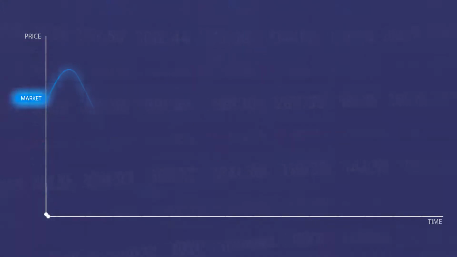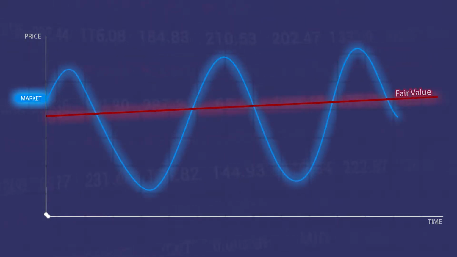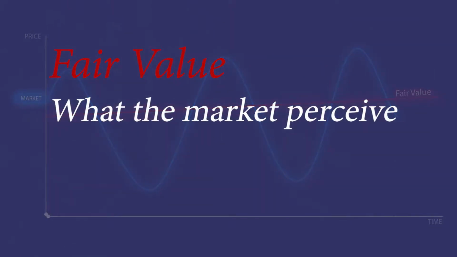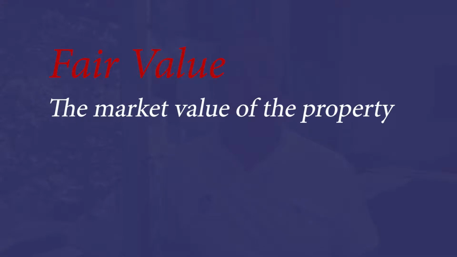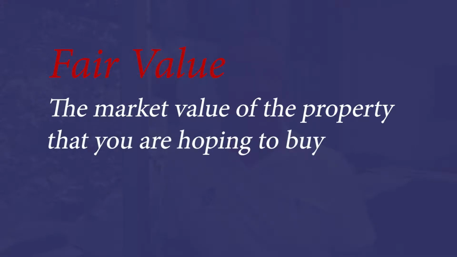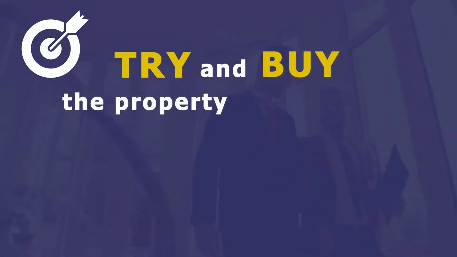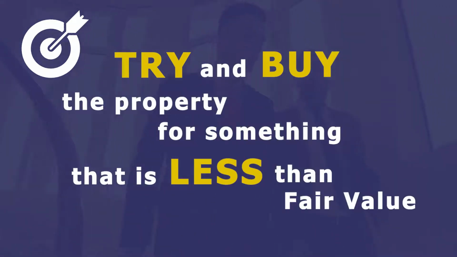What you'll see is that there's a red line that's called the fair value line. That is the line that represents what the market perceives is the fair value of an investment. For example, if you were looking to buy an investment property, it is the market value of the property that you're hoping to buy. That's called fair value. When you go to buy this investment property, your objective is to try and buy the property for something that is less than fair value, because that means you've got a good deal.